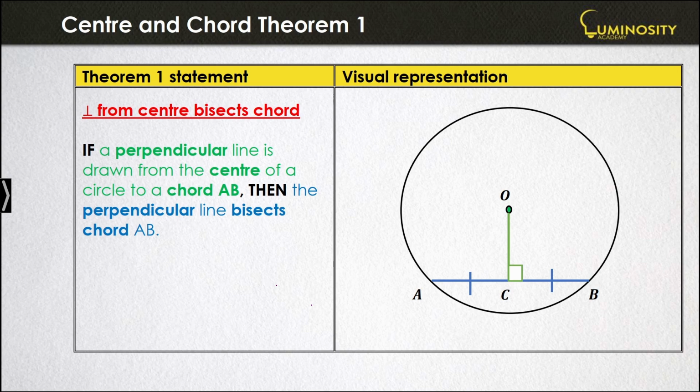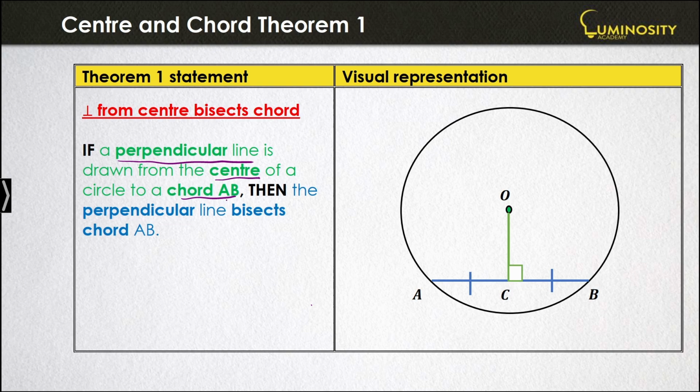As we saw in the structure of theorems, there's an if statement and a then statement, the hypothesis and the conclusion. The hypothesis part here is that you are given a perpendicular line that is drawn from the center of the circle to a chord AB inside the circle. That is what we assume has happened and is true. The conclusion part is that we want to show that the perpendicular line that we drew to the chord bisects the chord. So what does that mean? It means it cuts the chord in half.